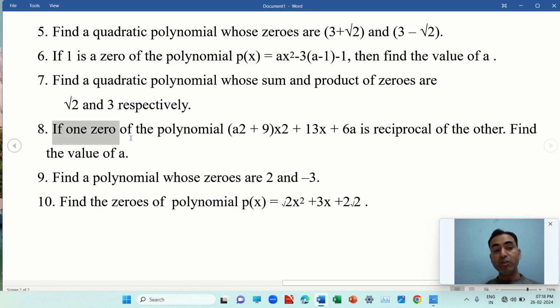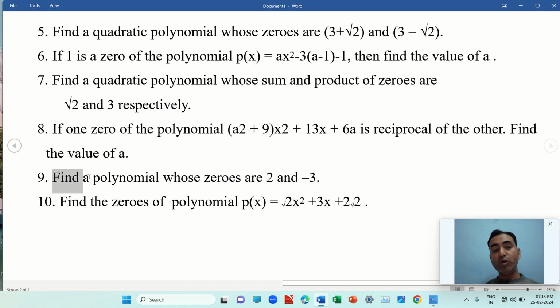Next is, if one zero of the polynomial is again given, a square plus 9x square a square plus 13x plus 6a is the reciprocal of the other. It means one zero, alpha, is the reciprocal of beta. It means if one zero is alpha, then the other zero is 1 upon alpha. So find the value of a. Here we have to find the value of a. So first we multiply alpha into beta, then alpha and 1 upon alpha cancel out and you will get 1. It means c upon a is equal to 1. It means c equals a. We will put the values of a and c here, and you will get the value of a.